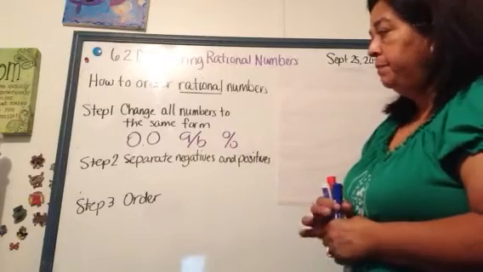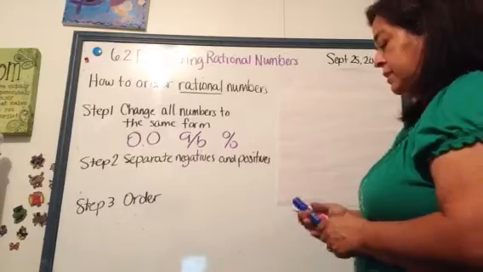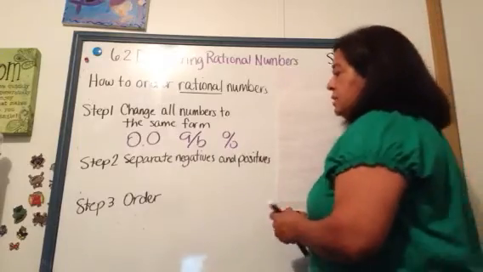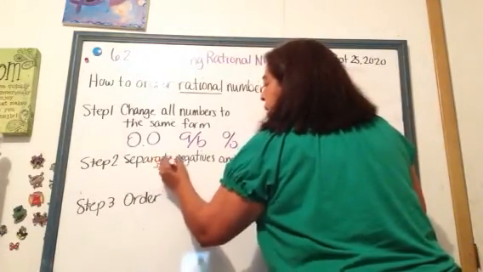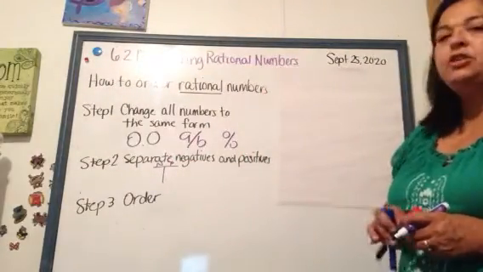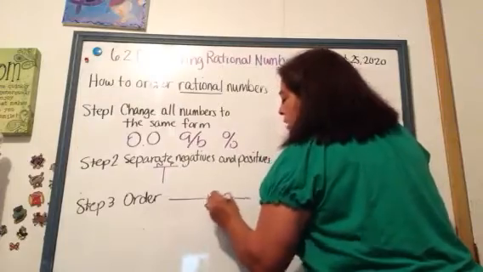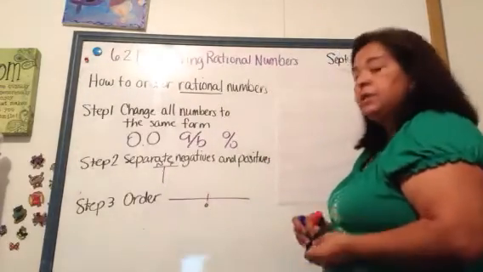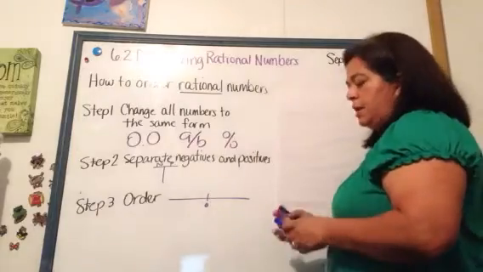Step 2 says we're going to separate the negatives from the positives. And the way that I like to do that is by using a T-chart. And we just put negatives on one side and positives on the other. And then step 3 is you're just going to order them. And a lot of times if you use a number line, that's what's going to help you because you can visually see the order that you're writing your numbers on.